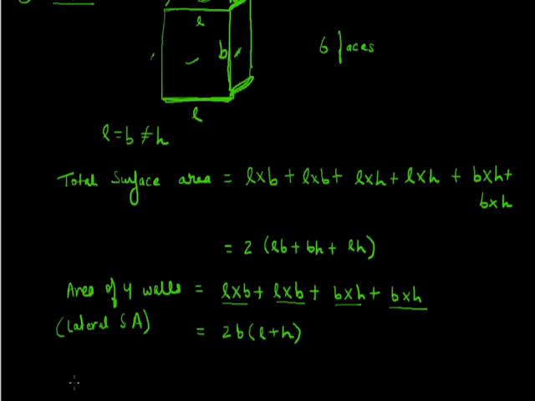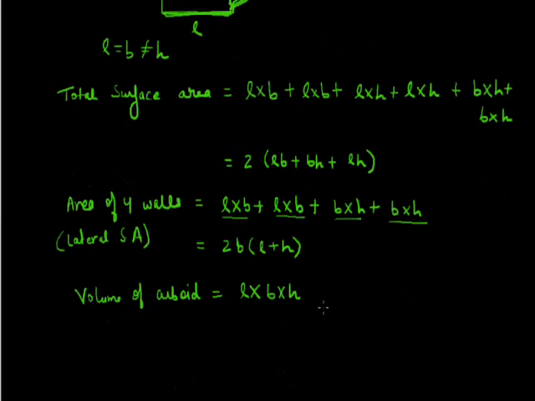Now we'll see how to find the volume of a cuboid. For finding the volume of a cuboid, we use the formula length into breadth into height. It means we multiply the dimensions of the cuboid, that is length, breadth and height, and we'll get the volume of the cuboid.